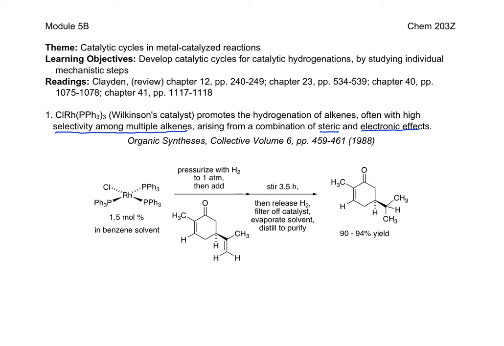This substance is called carvone. It has two alkenes. The cyclic alkene is in conjugation with the carbonyl group, which lowers the LUMO energy of that alkene relative to the acyclic alkene. The acyclic alkene is also disubstituted and is less sterically hindered. With Wilkinson's catalyst, we observe high selectivity and an excellent yield.